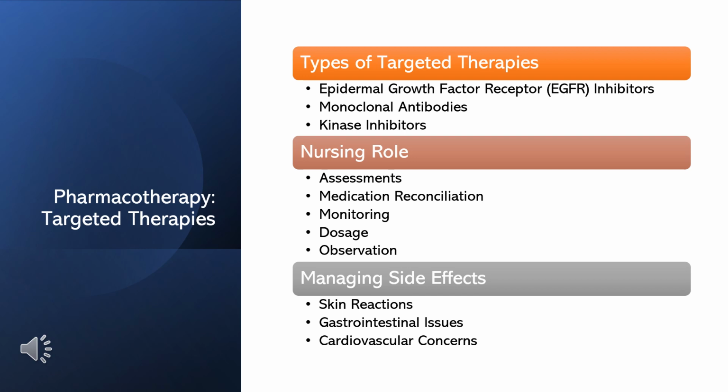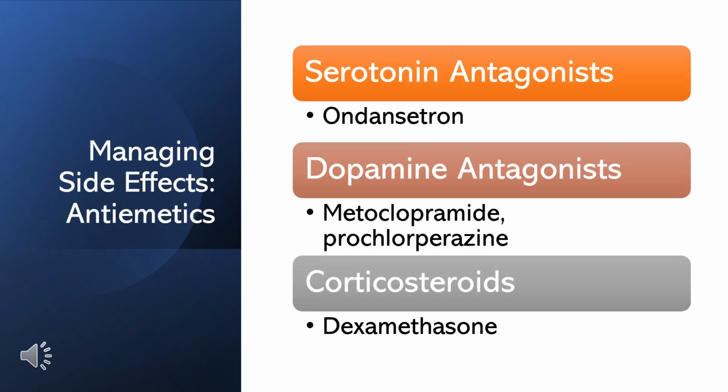By having in-depth knowledge of the targeted therapies, their mechanisms, and possible complications, you can be vigilant and proactive and ensure the highest quality of care. Let's look a little closer at managing side effects, specifically looking at antiemetics. So there are different types of antiemetics that we might use when taking care of our laryngeal cancer patient. The first type is serotonin antagonists, and that's things like ondansetron.